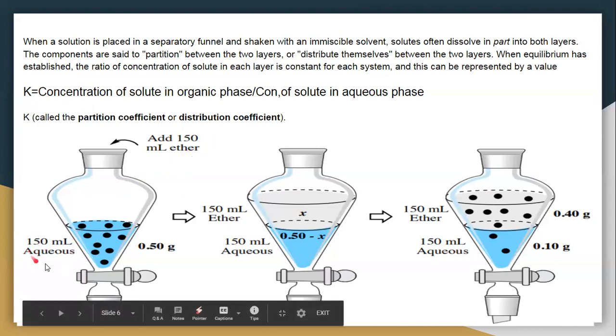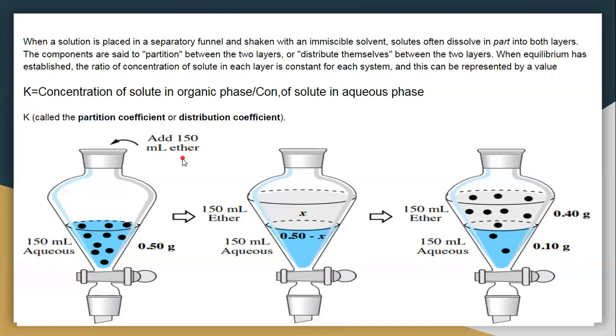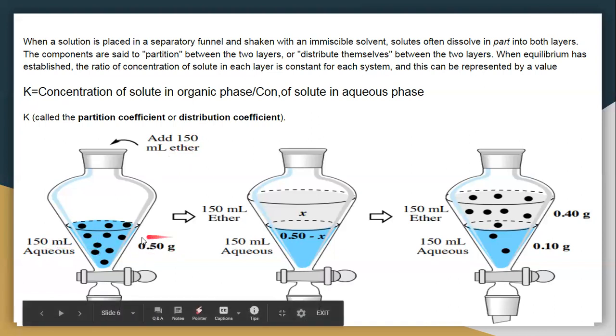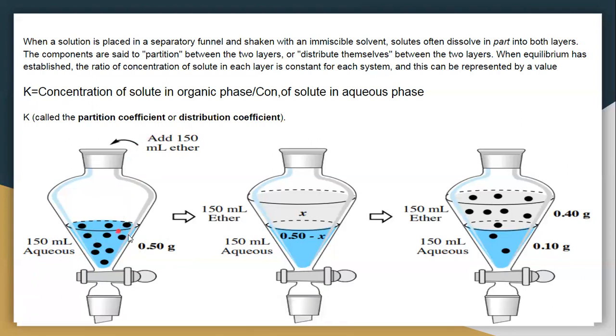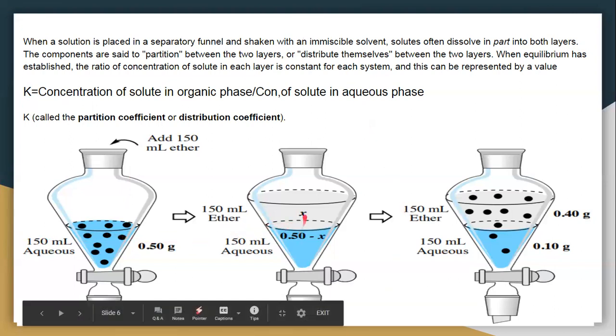So here we have taken 150 ml of water, and to that we are adding 150 ml of ether. Before adding ether to water, we have dissolved 0.5 grams of solute. So this is the aqueous solution. This is the first step. The second step is addition of ether to the aqueous solution. After that we stir it.